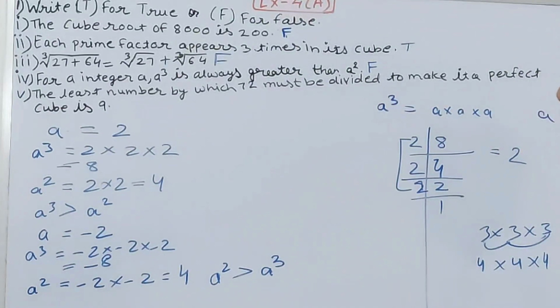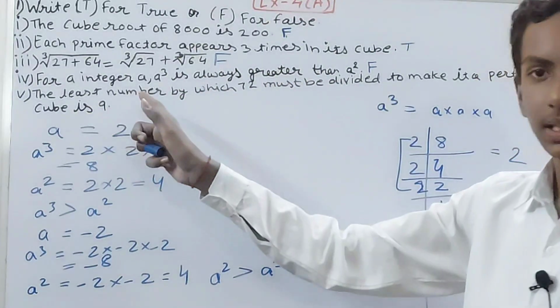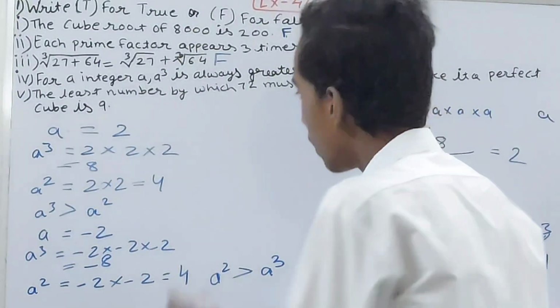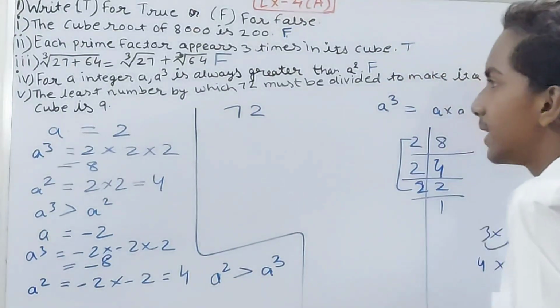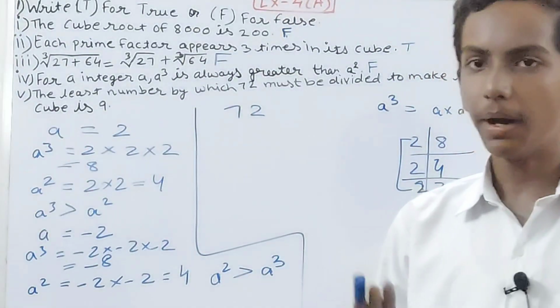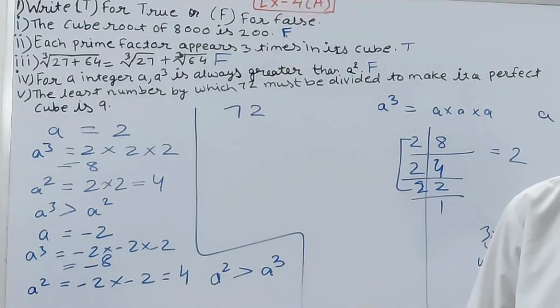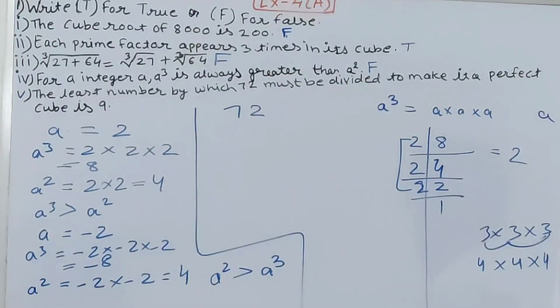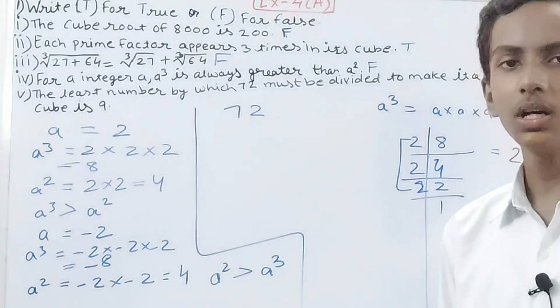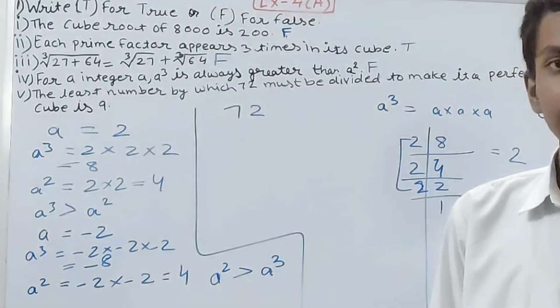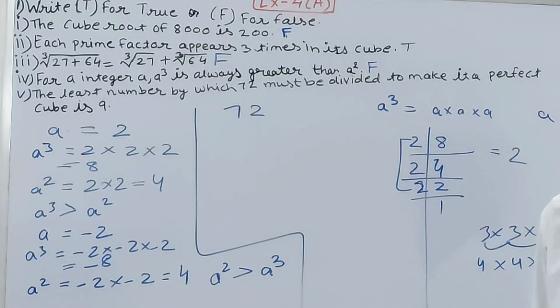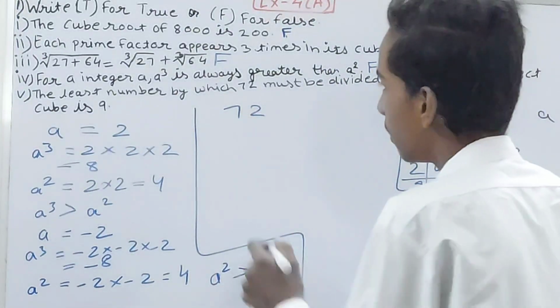The least number by which 72 must be divided to make it a perfect cube is 9. Let's check. I have the number here, that is 72. It says the smallest number by which 72 should be divided to make it a perfect cube. What is a perfect cube? A perfect cube is a cube of a whole number. Like we have studied perfect squares, the same concept applies here, although some things are different here also. We'll learn about them later.